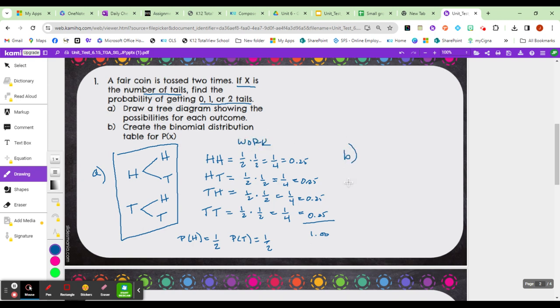So the B part says create a binomial distribution for 0 tails, 1 tail, and 2 tails. So we would do X, and then we would do probability, and then we're going to do 0, and then we're going to do 1, and then we're going to do 2. So when we're doing 0 tails, remember X is tails. So if we go over here and look at our chart, the only time we have 0 tails is when we have 2 heads. And when we have 2 heads, we have a probability of 0.25.